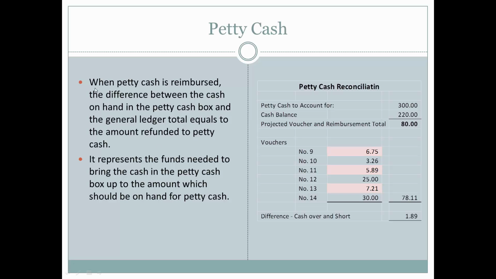So now let's look at this. When the petty cash is reimbursed, the difference between the cash on hand in the petty cash box and the general ledger total equals the amount to be refunded to petty cash. So make certain you're paying attention to this, because this is what is going to be refunded to petty cash. It represents the funds needed to bring the cash in the petty cash box back up to the amount that should be on hand for petty cash.